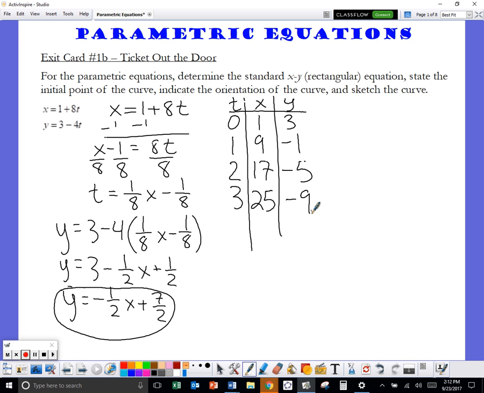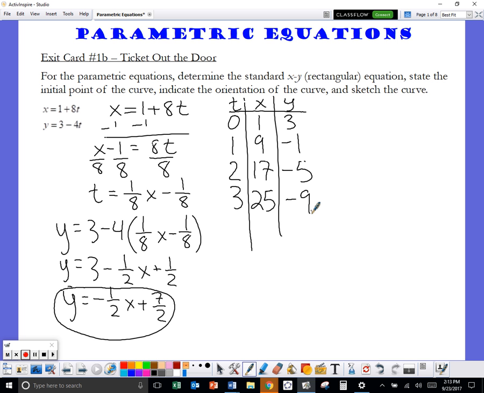I'm not going to sketch it here, but you now have points. These are xy points (1, 3), (9, negative 1), (17, negative 5), and (25, negative 9). And if you want, you could verify that in our xy equation. Moving on to another problem similar to this. Oh, hold on. Back up. It wants to know the orientation of the curve. So we know that this line moves down and to the right because it is decreasing. So it's going to start at the point (1, 3) and move down and to the right. That's what we talk about with orientation.